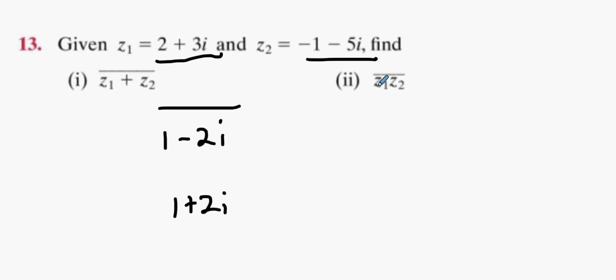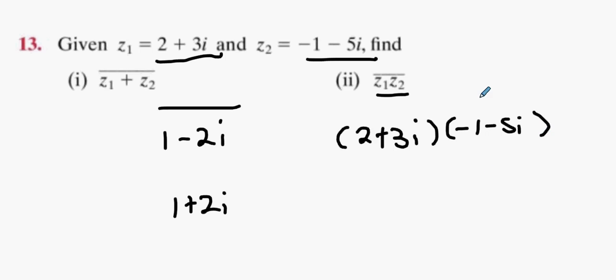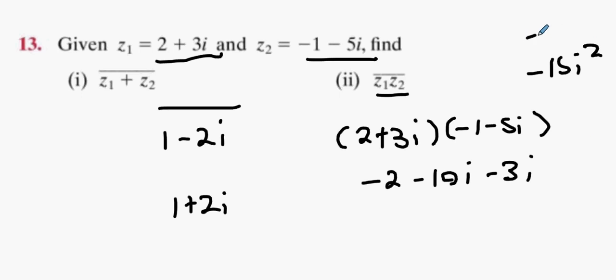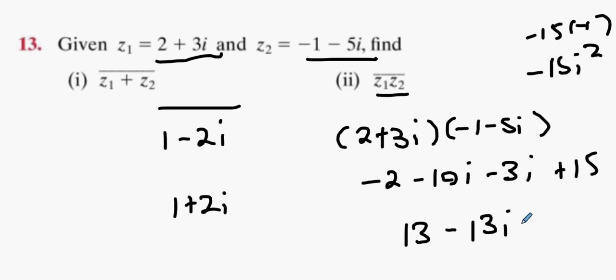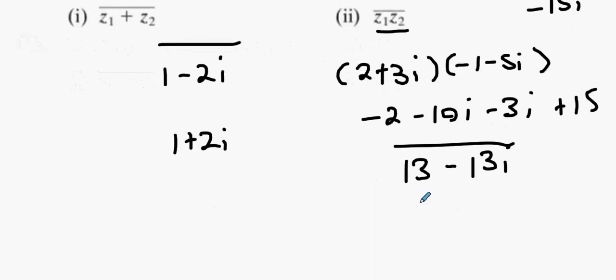Next one. Multiply them by each other. What you get? 2 plus 3i and minus 1 minus 5i. Minus 2 minus 10i minus 3i. What's that? 15 minus 15i squared, otherwise known as plus 15. 13 minus 13i. You okay with that? Yes, it is. Conjugate that. Everybody okay with that? Alright.